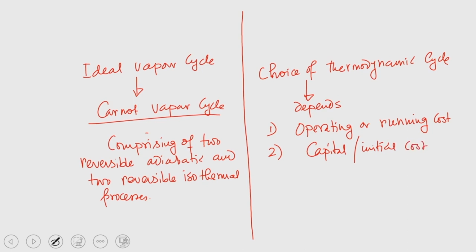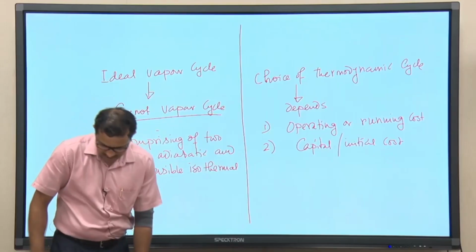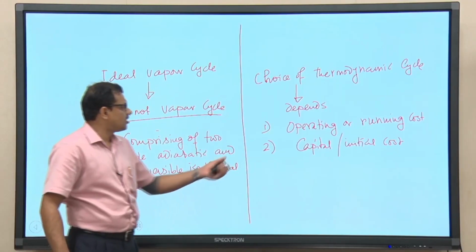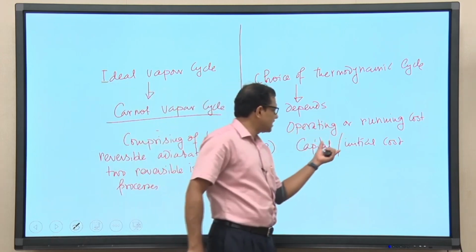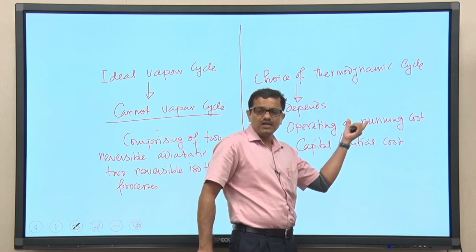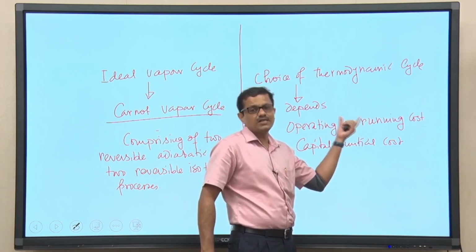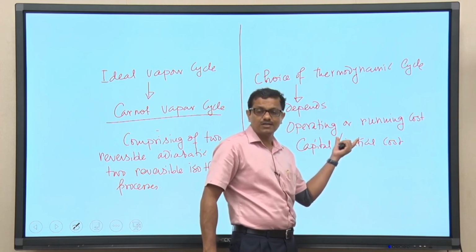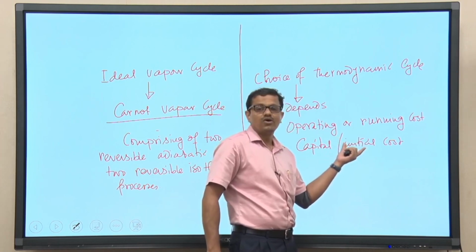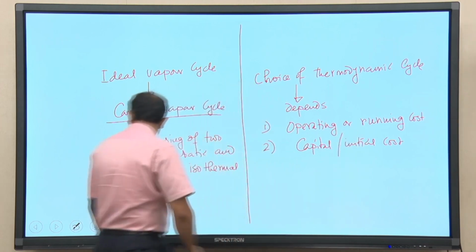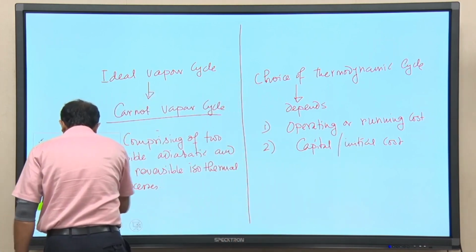So, whether any particular cycle should be considered or selected largely depends on the consideration of the operating or running cost and the capital cost. Operating and running cost depends on the thermal efficiency of the plant, while the capital cost or initial cost depends on the size as well as complexity of the plant. So, I am going to discuss this.